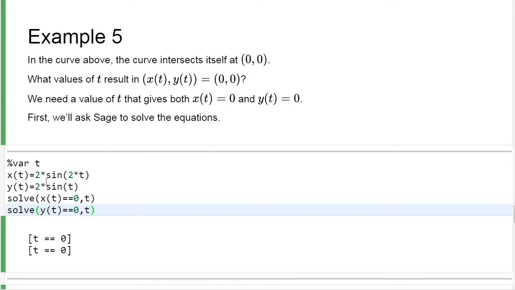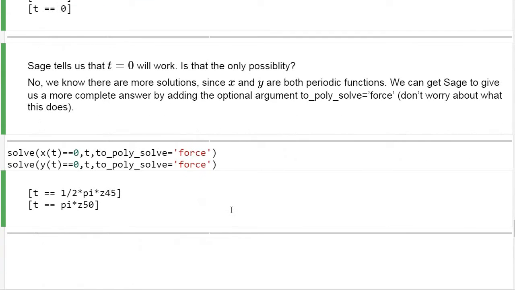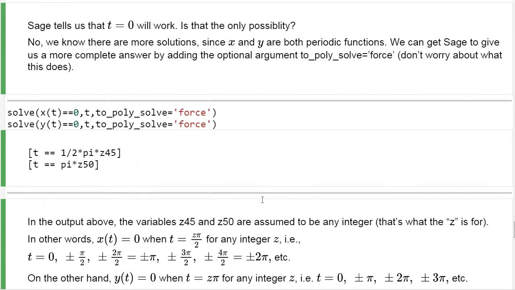But that's not the only thing. You can see from just looking at these are periodic functions. These are not just 0 one time, they're 0 many times. There is a way to get Sage to tell us additional answers. In the solve command, you put the equation you want to solve, and then you put the variable to solve for. We're used to that. Now we're going to add a comma and this extra option right here. 2 polysolve equals 4. Now don't worry about what that means or what it does. It's not really important for us, but it will solve these equations and give us more answers.